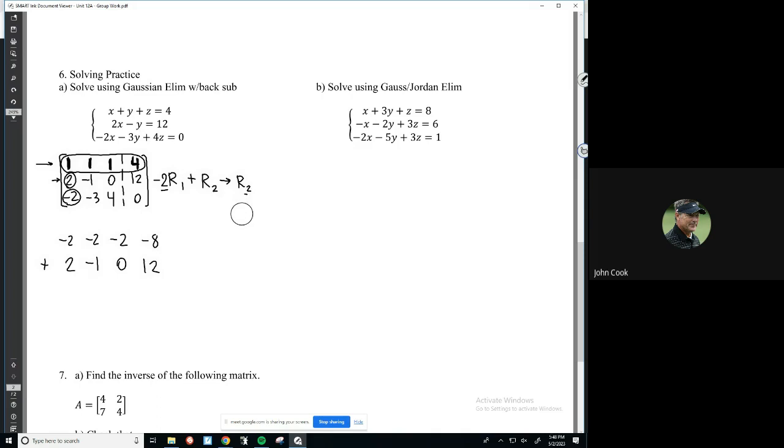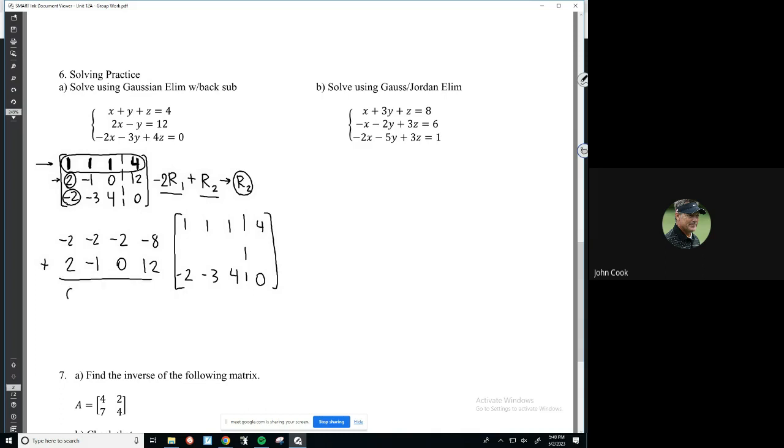All right, so let's see what we end up with after doing all that. So here's the deal. Row 1 is going to stay the same. The only thing that I'm changing is row 2. So row 3 is going to stay the same. But what do we get when we take negative 2 of row 1 and add it on to row 2? That's what's going to replace our new row 2. All right, so let's see what we get here.